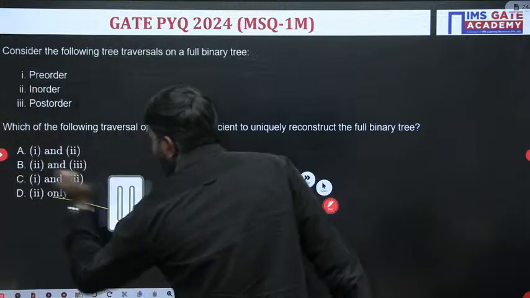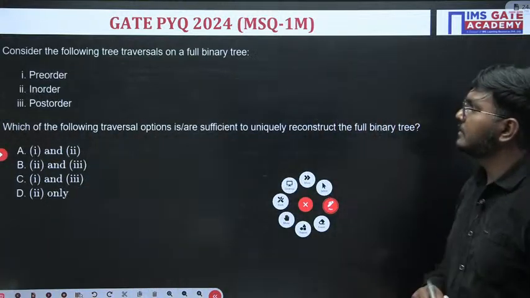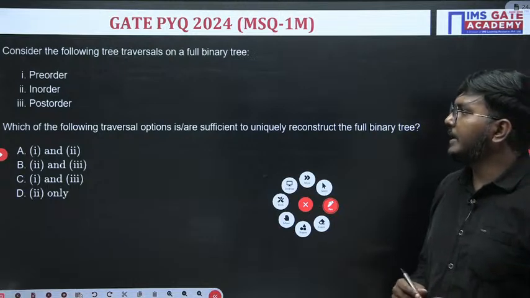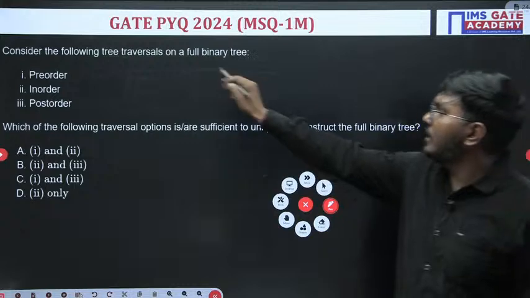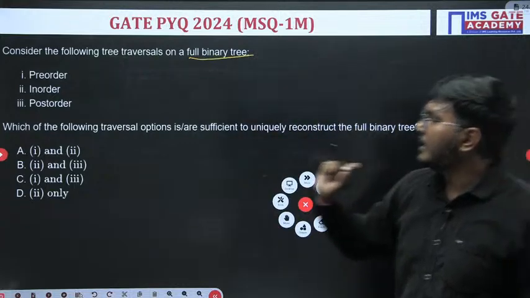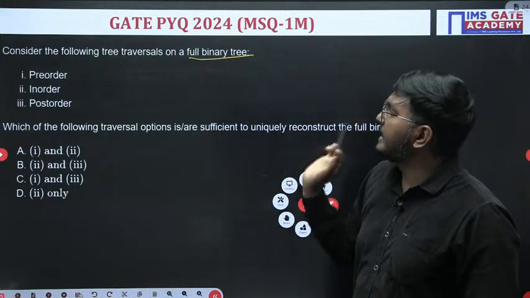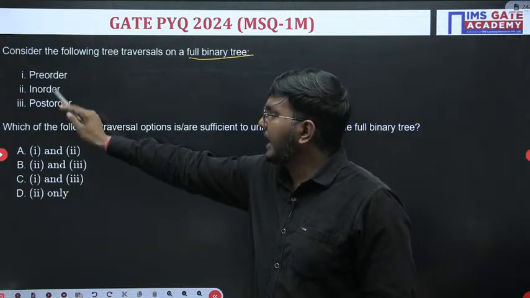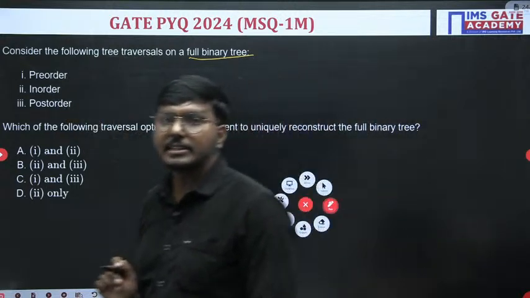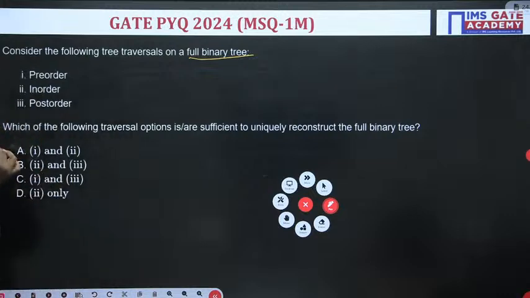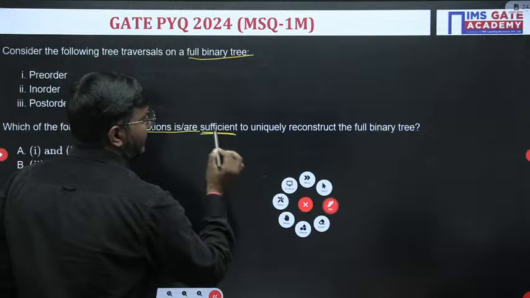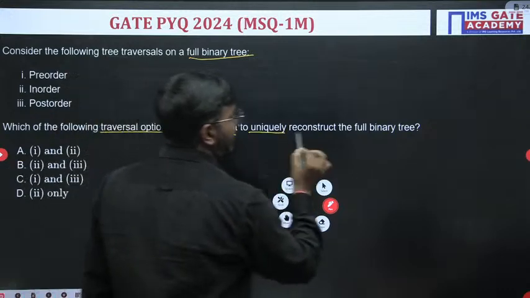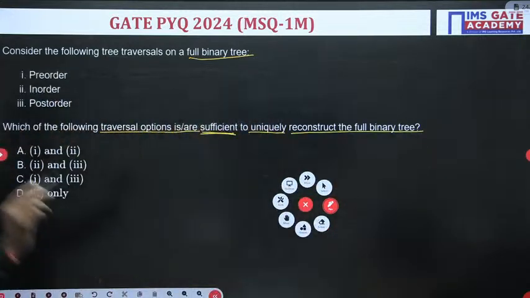This is a theoretical question, you know already. Consider the following tree traversal on a full binary tree. If we are given a full binary tree's traversals, pre-order, in-order and post-order, then the question asks which of the following traversal options is or are sufficient to uniquely reconstruct the full binary tree.